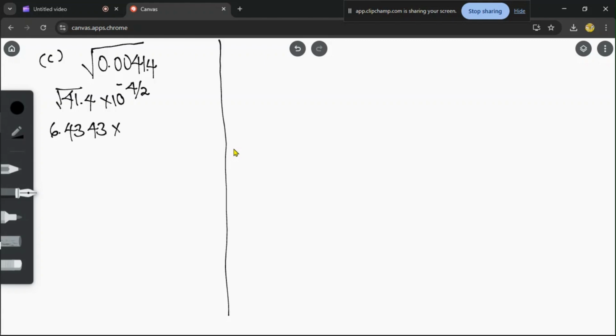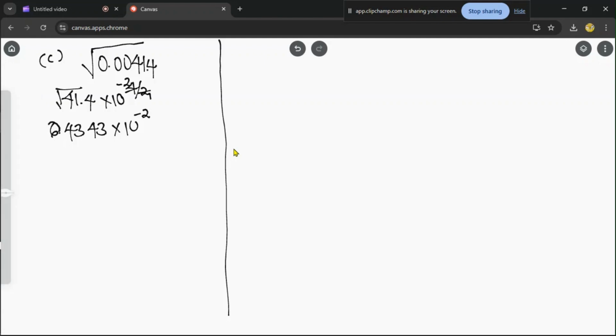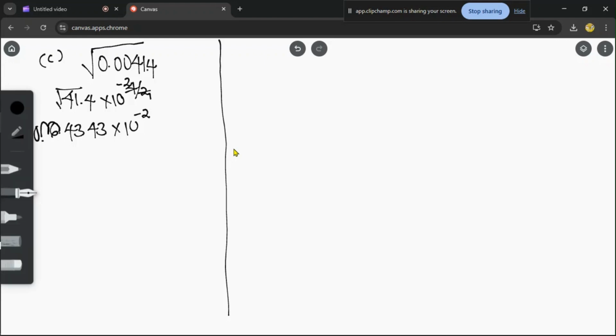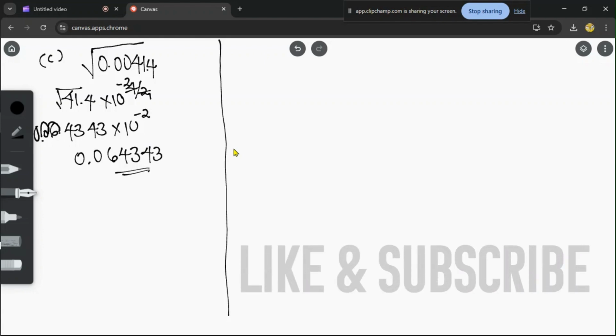6.4343, and I multiply by 10 to the power of negative 4 divided by 2, which is negative 2. So the exponent here is negative 2. And if it is negative, I'll move towards my left. How many steps? 2 steps. So I say 1, 2, somewhere here, and I put a 0 there. So my answer will be 0.064343. So that is my answer.